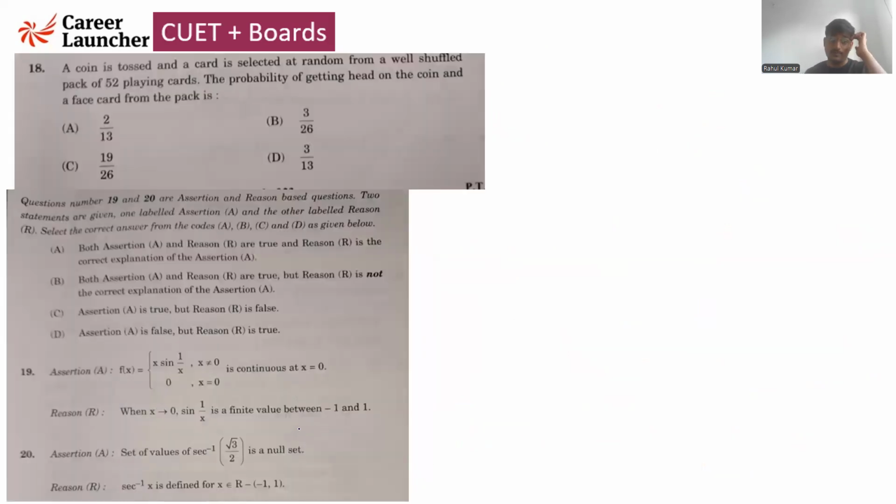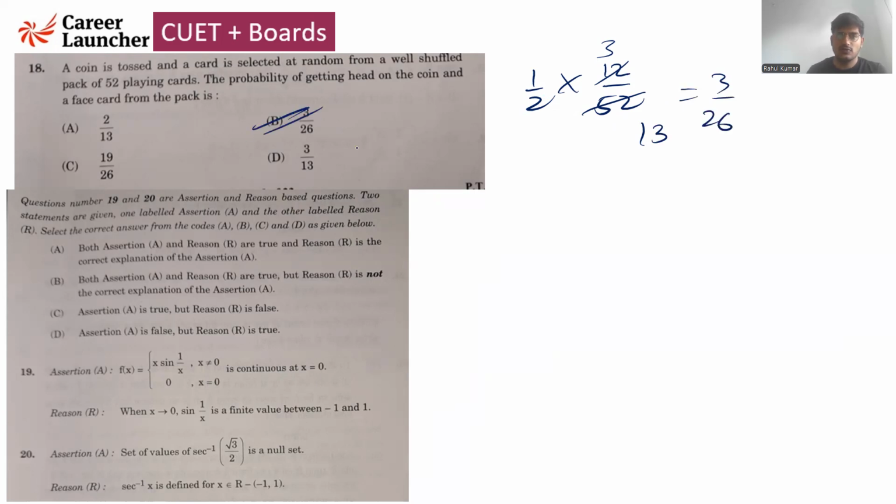Now we have a next problem. A coin is tossed and a card is selected from a well-shuffled pack of 52 playing cards. What is the probability of getting a head and a face card? 12 by 52. So 6. Instead of doing that, 4 threes are 12, and 4 ones are 4, 13. So 3 by 26 is the correct answer, which is option B.